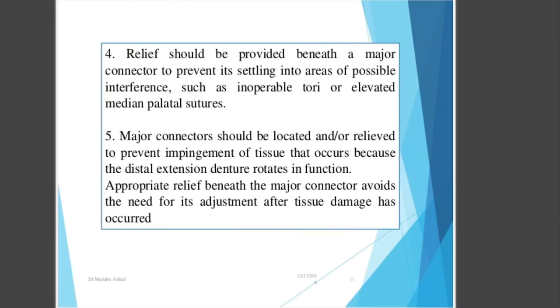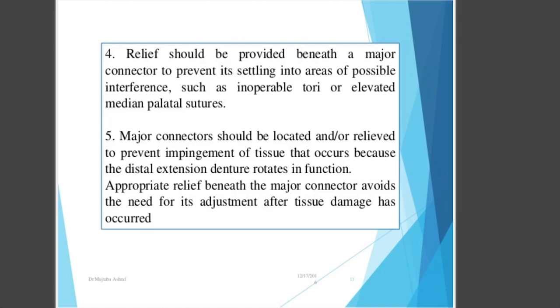Coming to the major connectors, it should be located or relieved to prevent the impingement of the tissues that occurs because of the distal extension of the denture rotating in function. So this is the most important thing. When we are talking about the distal extension denture, either of class 1 or class 2, it is an ideal situation where we have the anterior abutment teeth and there are no posterior teeth present. These are the distal extension dentures.